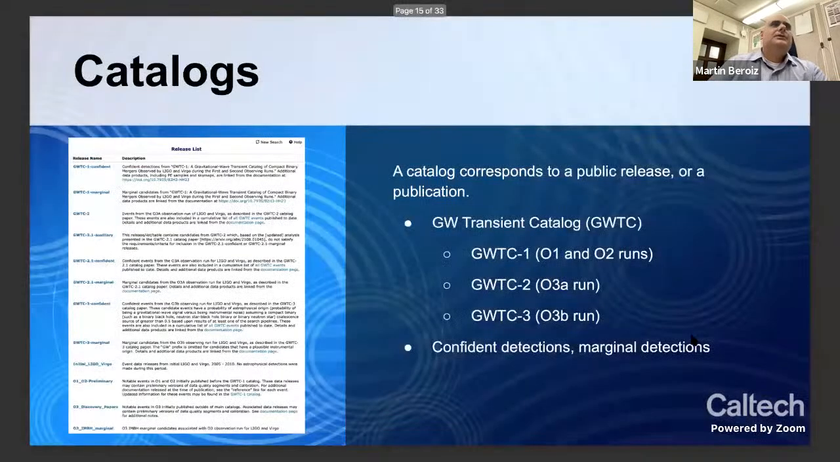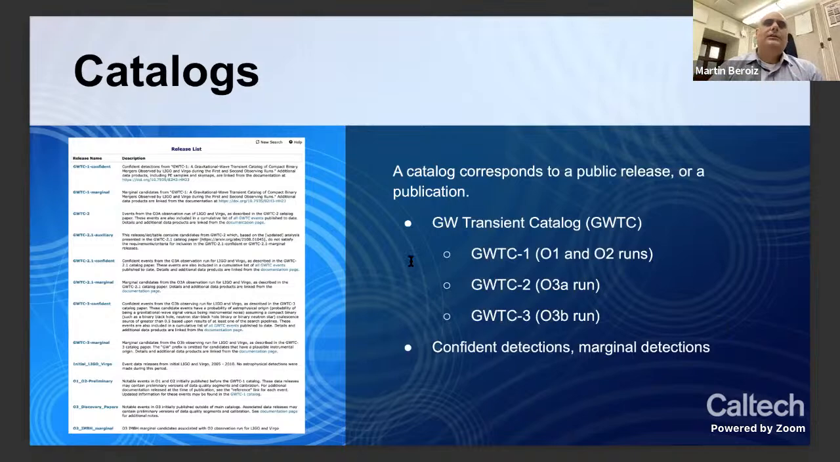You click there, and it takes you to the release list page. And here you can see a list of all of the past releases. Basically, a catalog or a release is a collection of events with parameter estimations. Like I said, the one that you probably want to check out first is the GWTC. But there are children catalogs for GWTC. You have GWTC-1, which corresponds to O1 and O2 only. Then GWTC-2 for the O3a run, GWTC-3 for the O3b run, and there are others like GWTC-2.1.